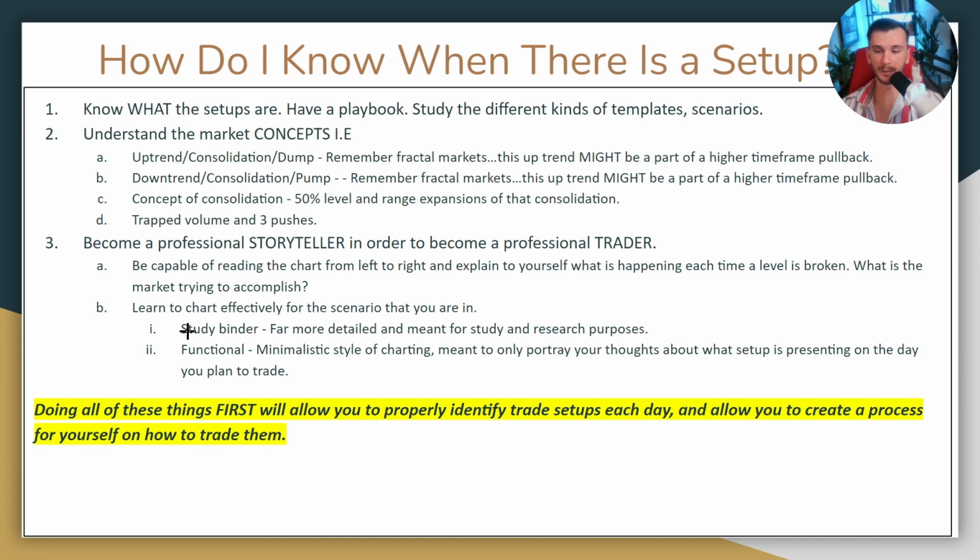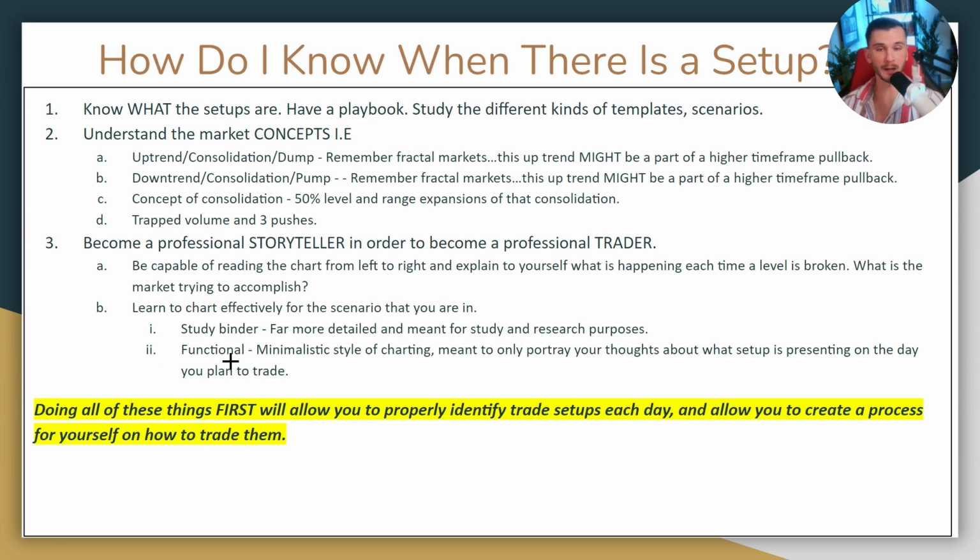We've already talked about it a little bit, but study binder. With a study binder style of charting, you are making a reference. You're basically building yourself your own course so that you are capable of going back 6 months from now and understanding and knowing what you were looking for on that day. It should have every detail that went into that trade setup on that day.